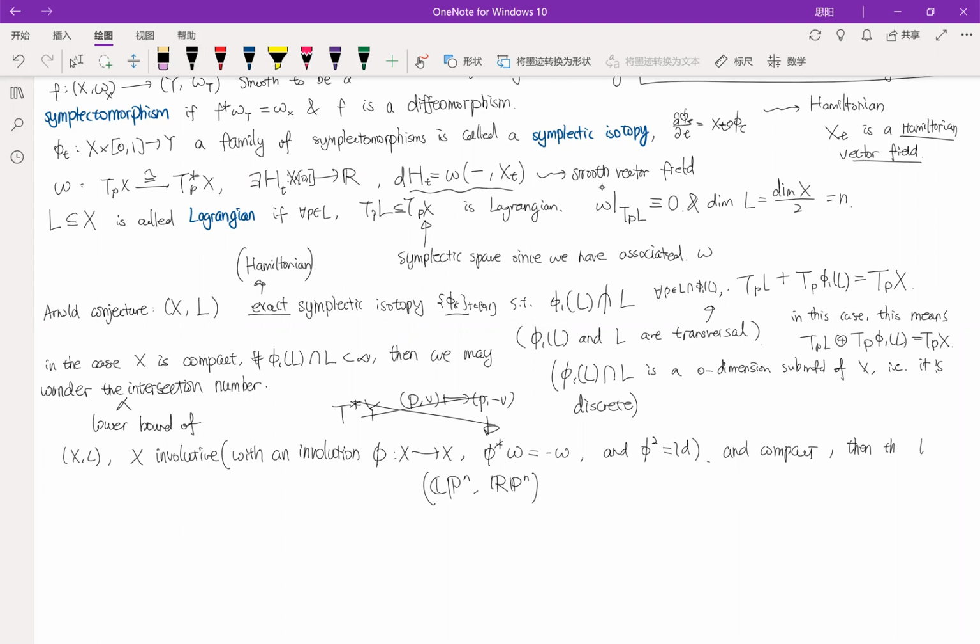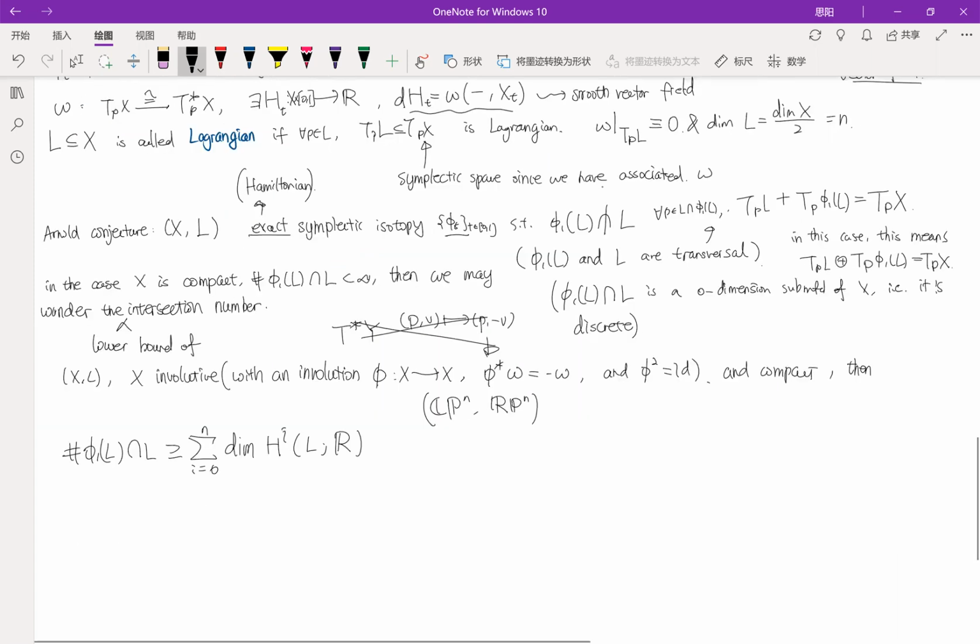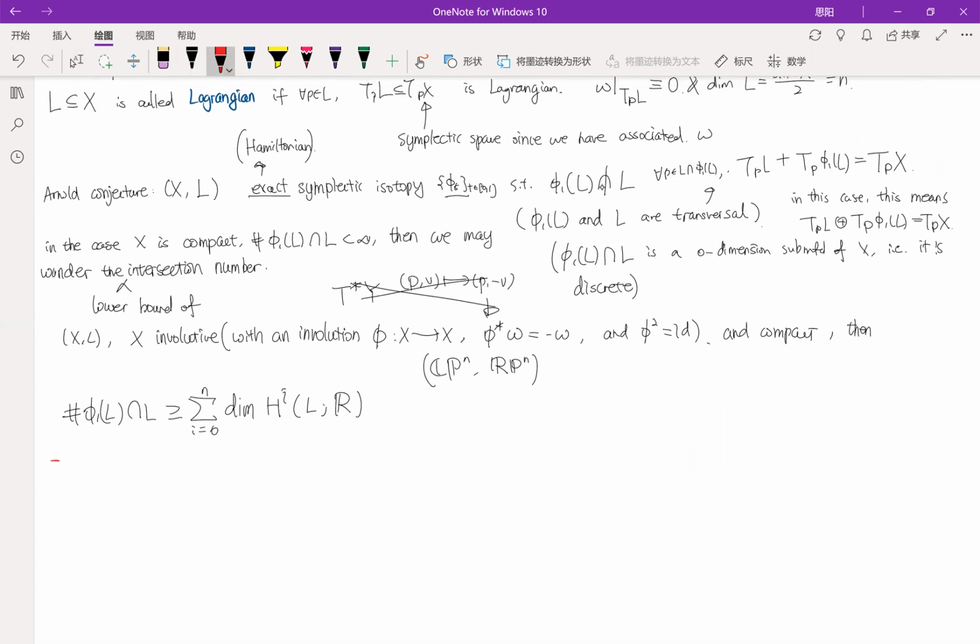Or we say phi 1 L intersect with L is greater than the sum of Betti numbers, with coefficients in a field. This is an Arnold conjecture, and Floer proves this in a special case. That is, this is true if X is compact.